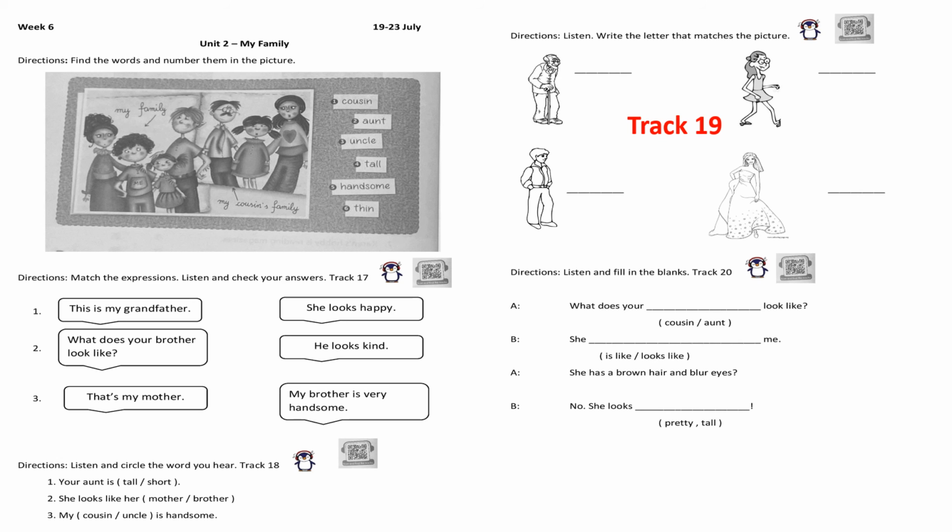Connect the simple expressions and their answer. You can connect them with the lines. Third activity is listen and circle the word you hear. So again, scan the QR code and choose track 18. Circle the word. For the fourth activity, it's track number 19. Listen, write the letter that matches the picture. So that's track number 19. And for the last activity, track 20, listen and fill in the blanks.